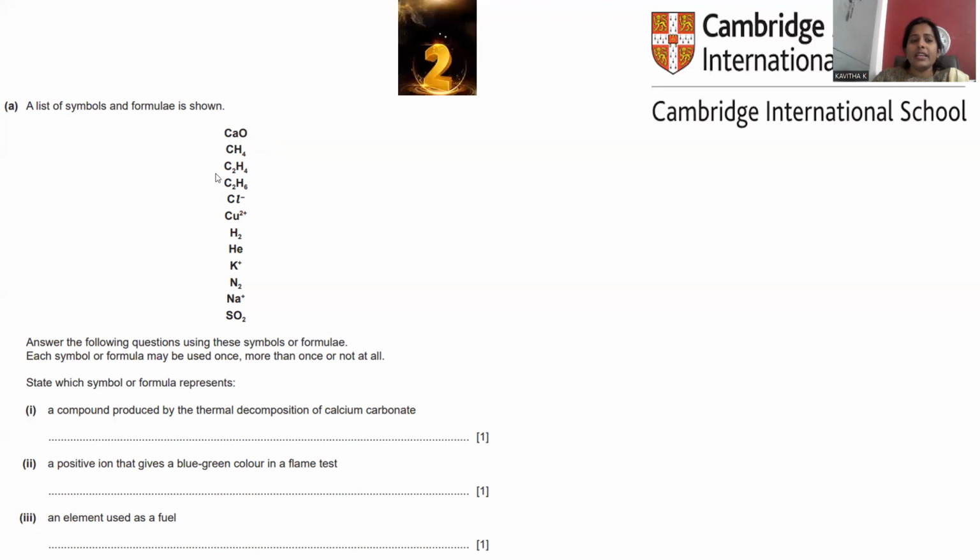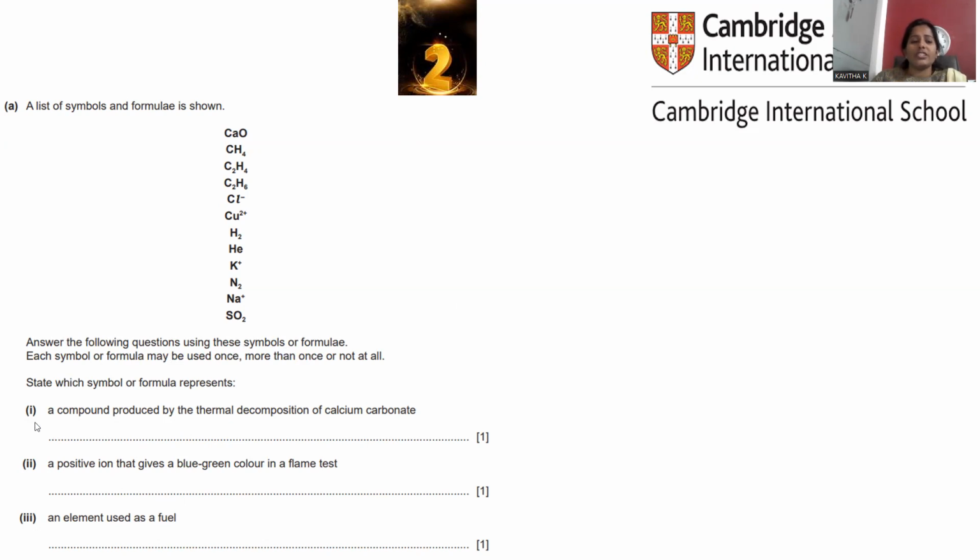Calcium oxide, ethene, chloride, copper 2+ dipositive cation, hydrogen gas, helium, noble gas, K+ is nothing but potassium monopositive ion. N2 means molecular nitrogen. Na+ means sodium monopositive ion. Sulfur dioxide gas. These many chemical components are provided. From these chemical components, we have to answer the questions. Answer the following questions using these symbols or formulae. Each symbol or formula may be used once, more than once, or not at all, right? So these formulas can be utilized for answering these questions.